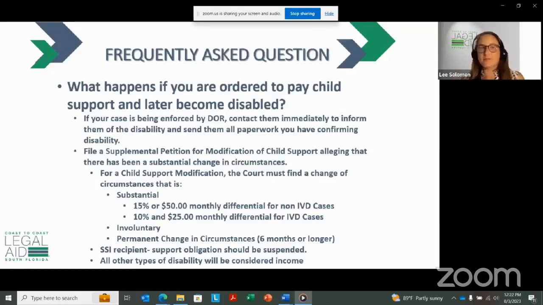As far as involuntary, if it's a disability, that is usually involuntary. And then you would have to show that it's a permanent change in circumstance. Case law says about 6 months is going to be considered as permanent. Now, if you're disabled and you start to receive SSI, support should be suspended immediately. So if you have a DOR case, you notify them that you're a recipient of SSI, and they should immediately suspend the support obligation. And as we discussed earlier, all other types of disability are considered income.